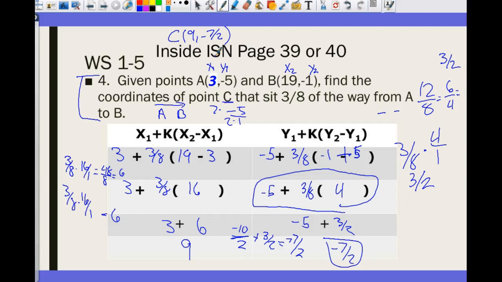Yes. Because you're going from A to B, and you're going 3/8 of the distance, which is about here. If you do it that way, you're going like this. So you're getting this point instead of that point. So yes, it would make a big difference.